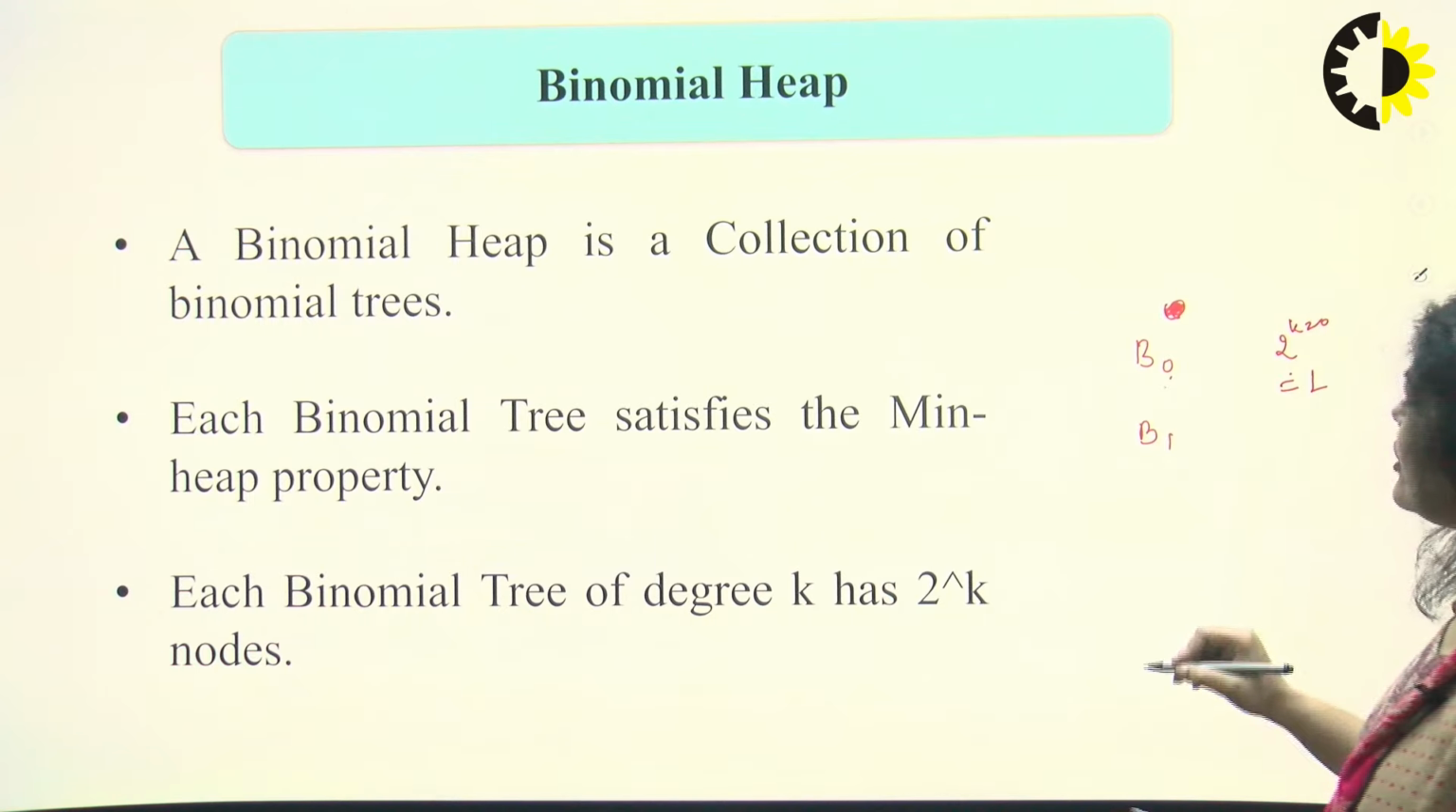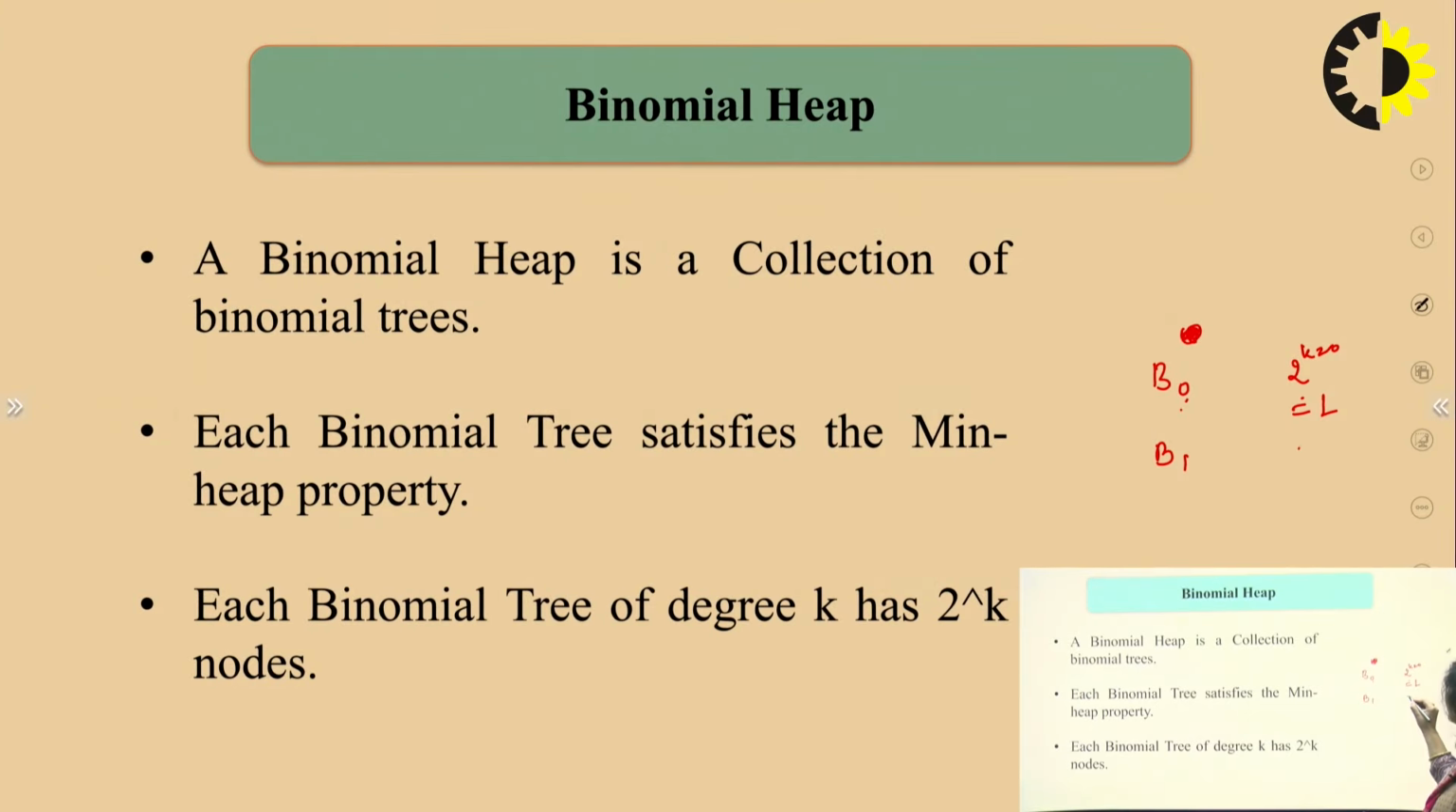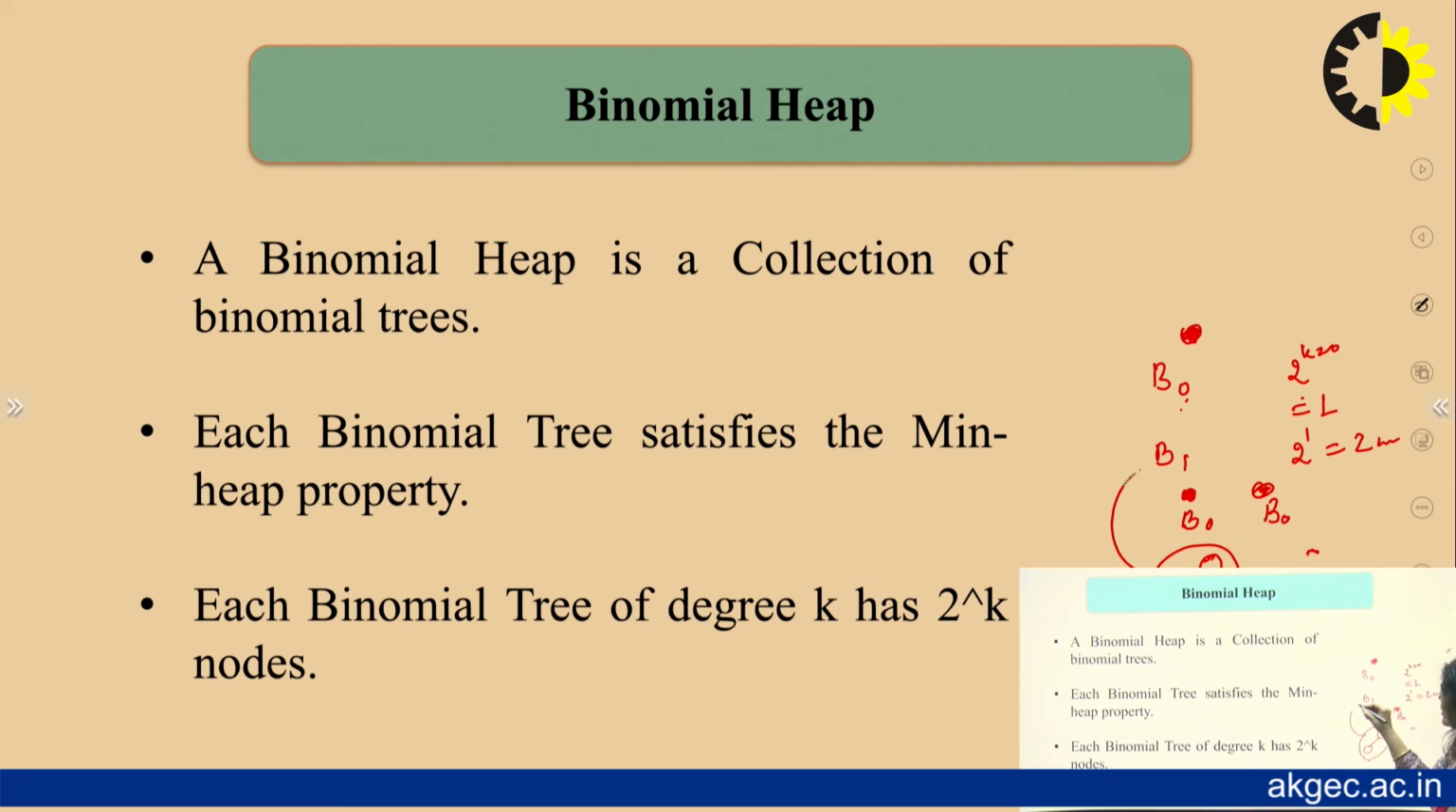Similarly, if I need to create a binomial tree with degree 1, then it is going to have 2 raised to the power 1, that is equal to 2 nodes. So how are we going to create these 2 nodes together? We take 2 binomial trees of degree 0 like this. This is one B0 and this is another, and then we connect this as a left child of the previous binomial tree. Both of these binomial trees were of degree 0, and now the combined structure becomes of degree 1.